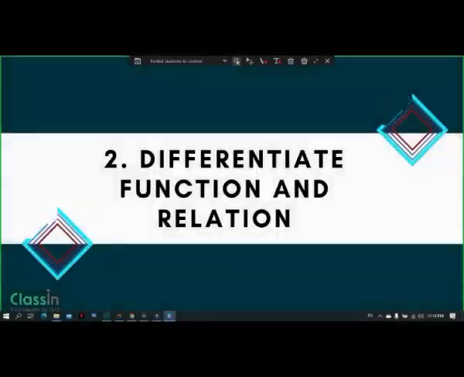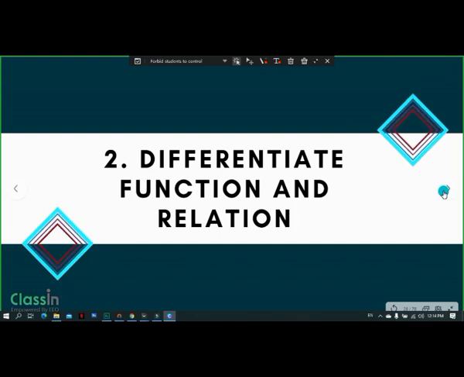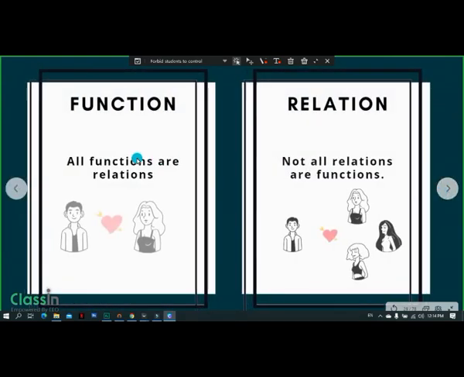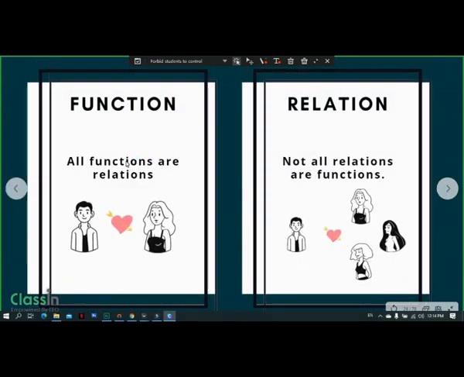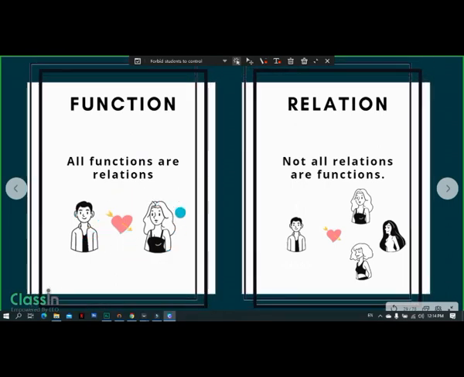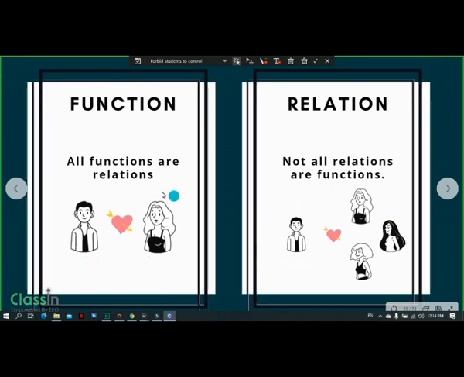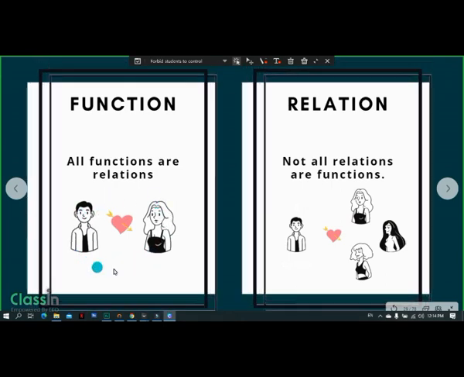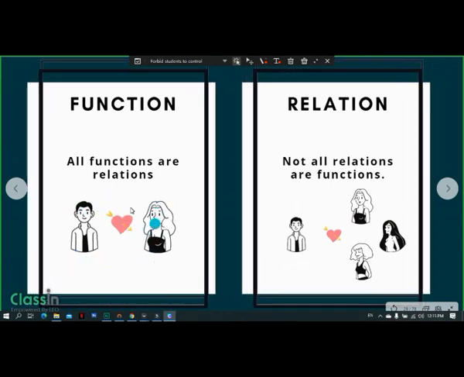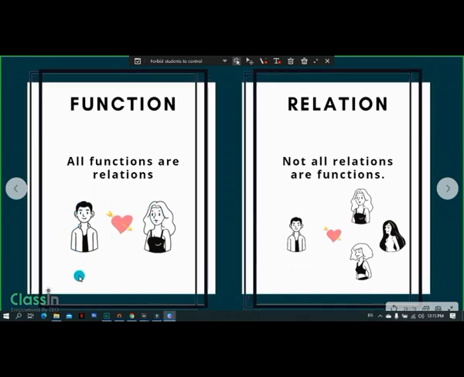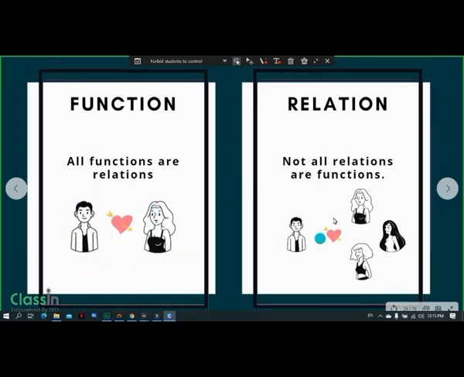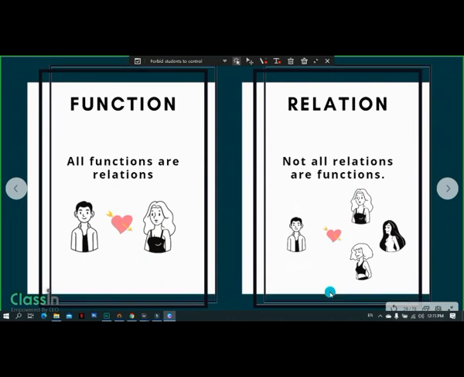Okay, so now, let's differentiate function and relation. Ang sabi po, all functions are relation. So, since si x ay para kay y, so meron silang relasyon, at merong nagaganap between the two. So, nagmamahalan sila. That is a function. Merong ganap. Sa relation, not all relations are functions.